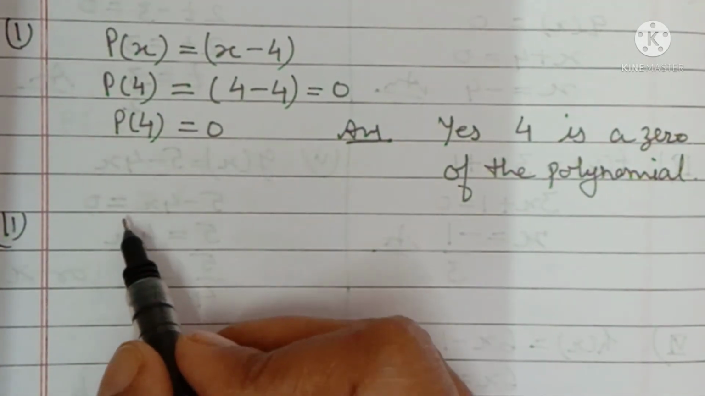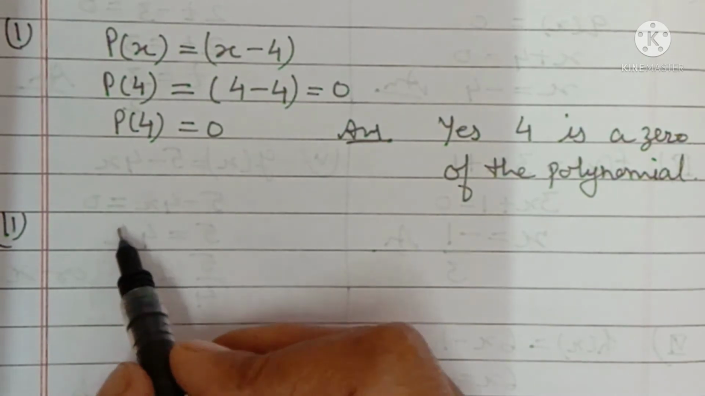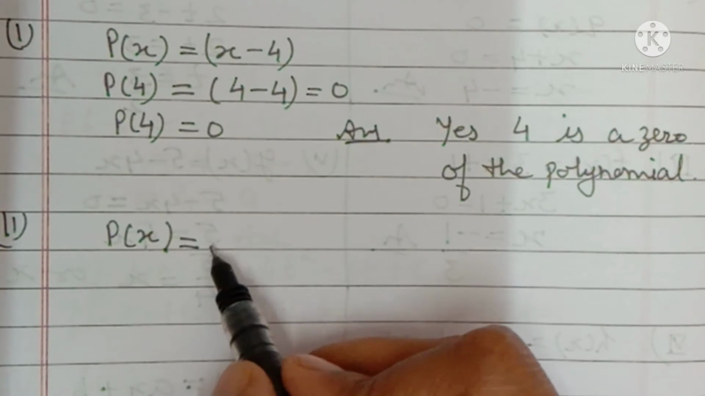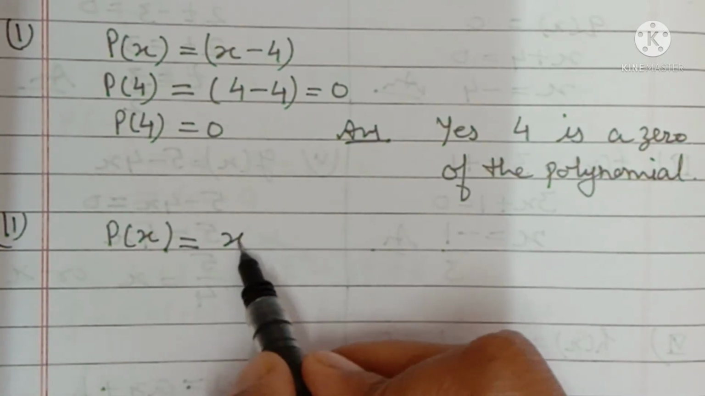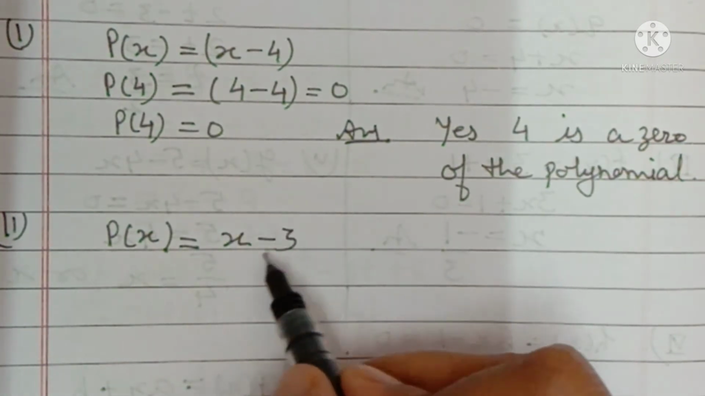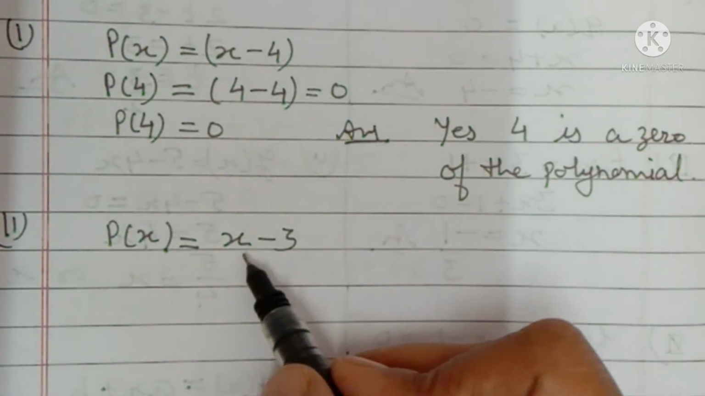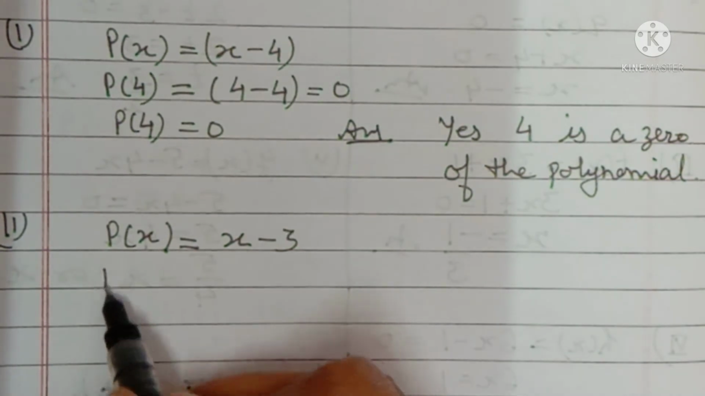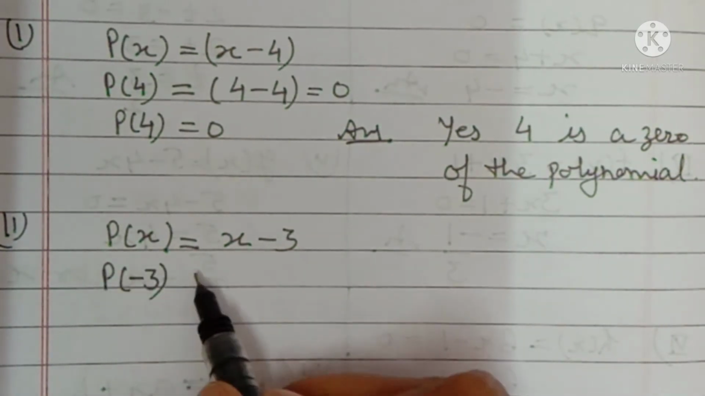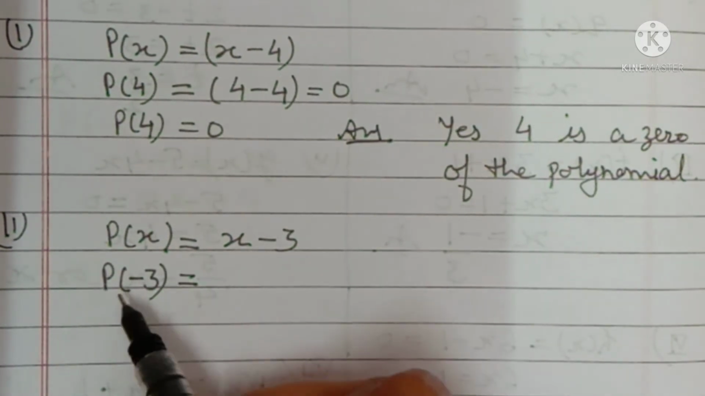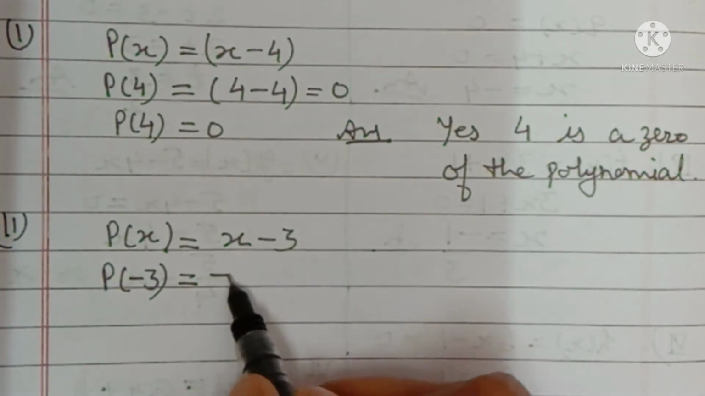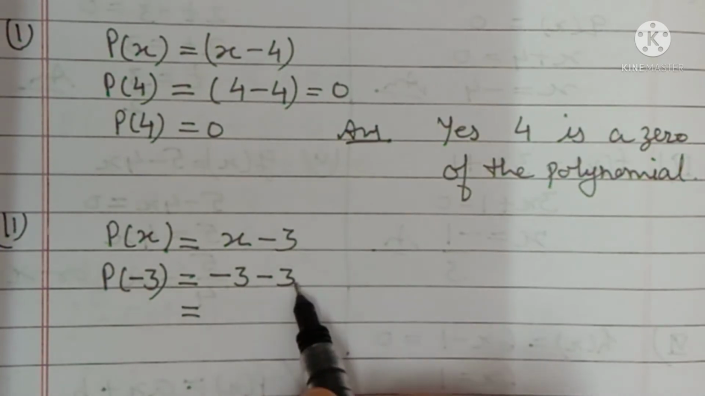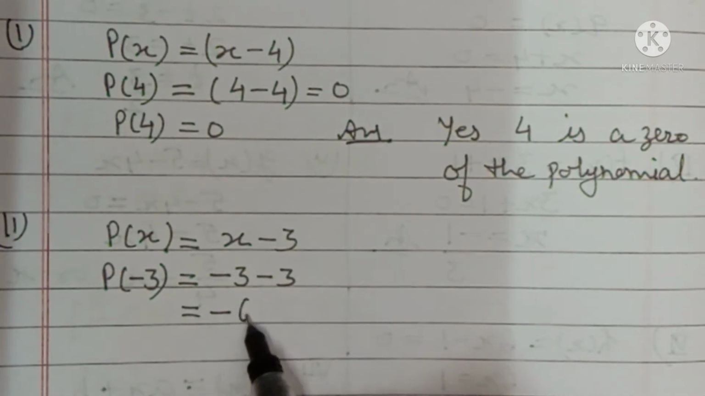So I am just doing p(x). The expression is the polynomial p(x) = x minus 3, and we have to confirm that minus 3 is a zero of the polynomial. So write the value p(-3) = -3 - 3. So this becomes minus 6.